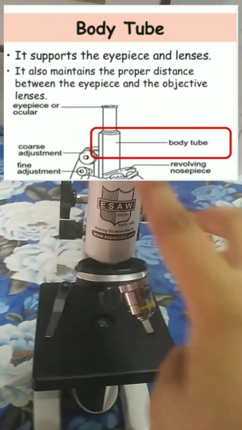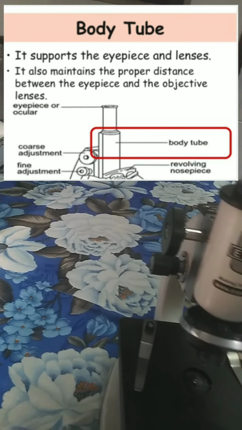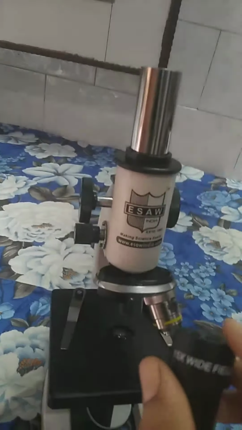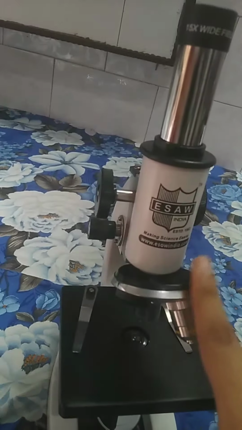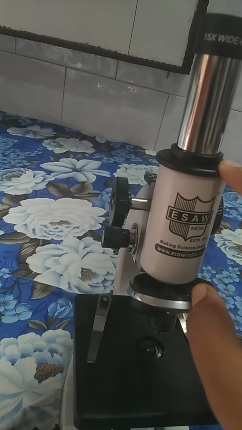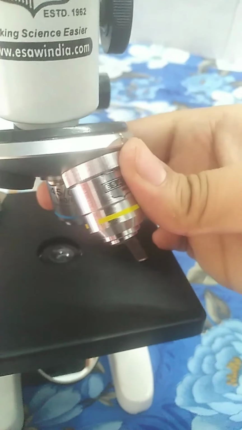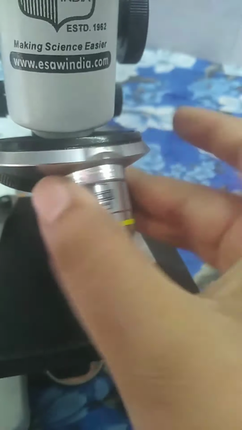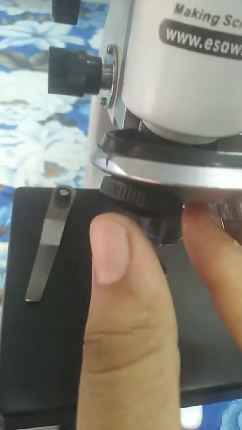Now, what is the function of the body tube? The body tube basically supports the eyepiece. For example, this is an eyepiece of 15x magnification. The body tube supports the eyepiece and the lenses. These are two lenses. I will show you, wait, here there is also a space where we can put a third one. These lenses can be removed.